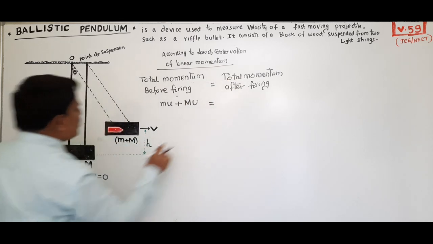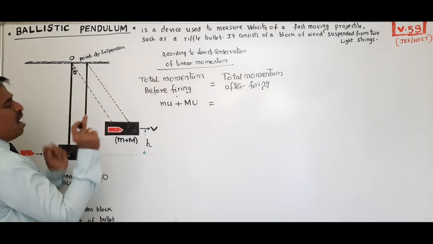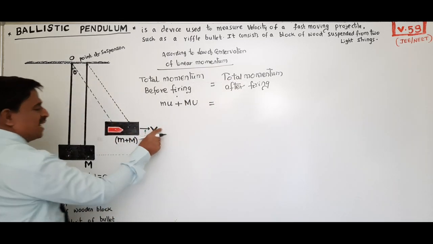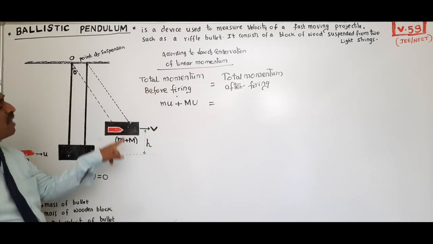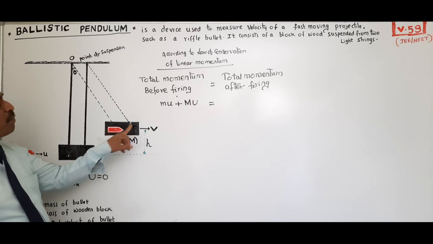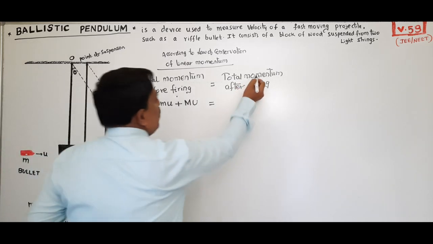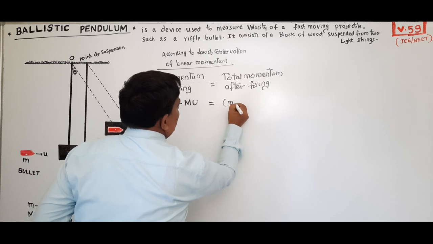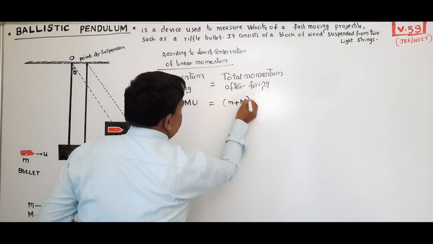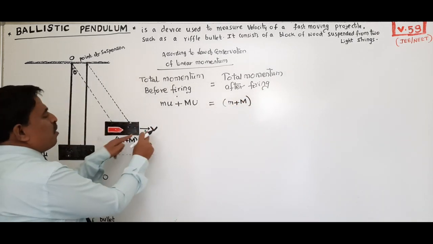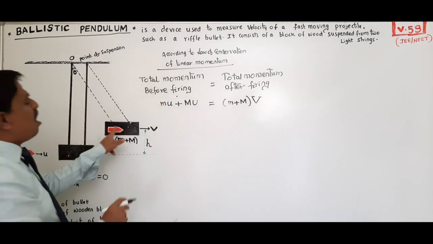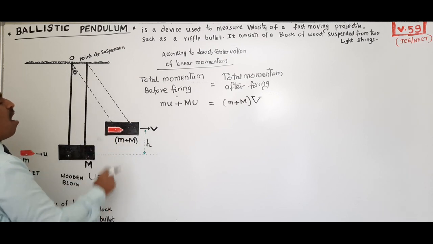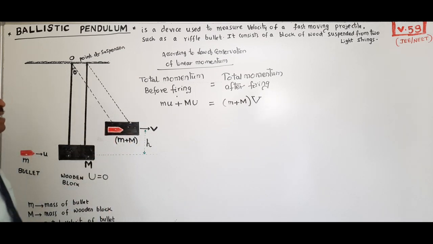Total momentum after firing is mass into velocity. You have to take both the masses: mass of the bullet plus mass of the block, small m plus capital M. Both are moving with the same velocity, capital V, which is the common velocity of the bullet and the block.